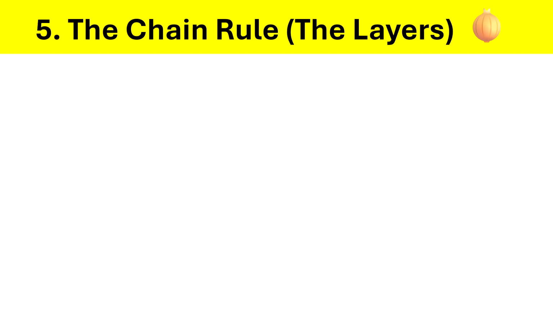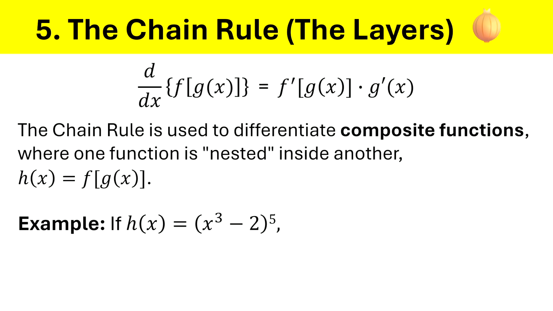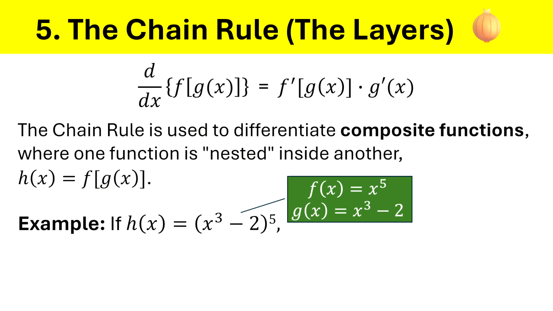Next, the chain rule. The chain rule is used to differentiate composite functions where one function is nested inside another: h of x equals f of g of x. For example, if h of x equals x cubed minus 2, all to the power of 5, this means that f of x equals x to the power of 5, and g of x equals x cubed minus 2. Let's see how to work this out.